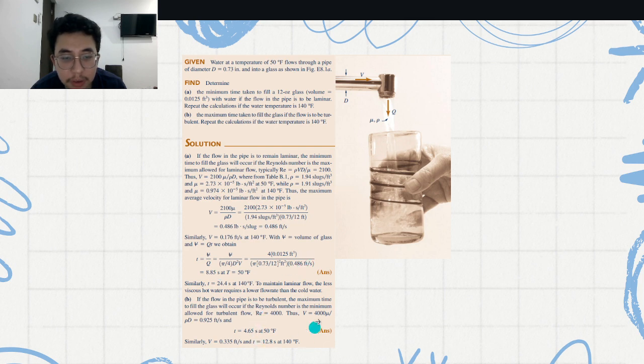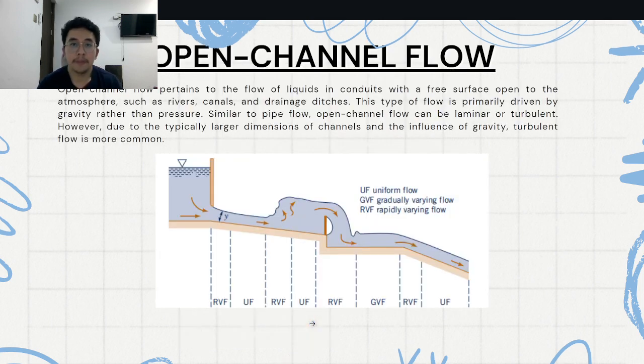So we can calculate this, and then we get t equals 4.65 seconds at 50 degrees Fahrenheit. Similarly, if we assume it's 140 degrees Fahrenheit, we get v equals 0.335 feet per second, and the time is 12.8 seconds at 140 degrees Fahrenheit.